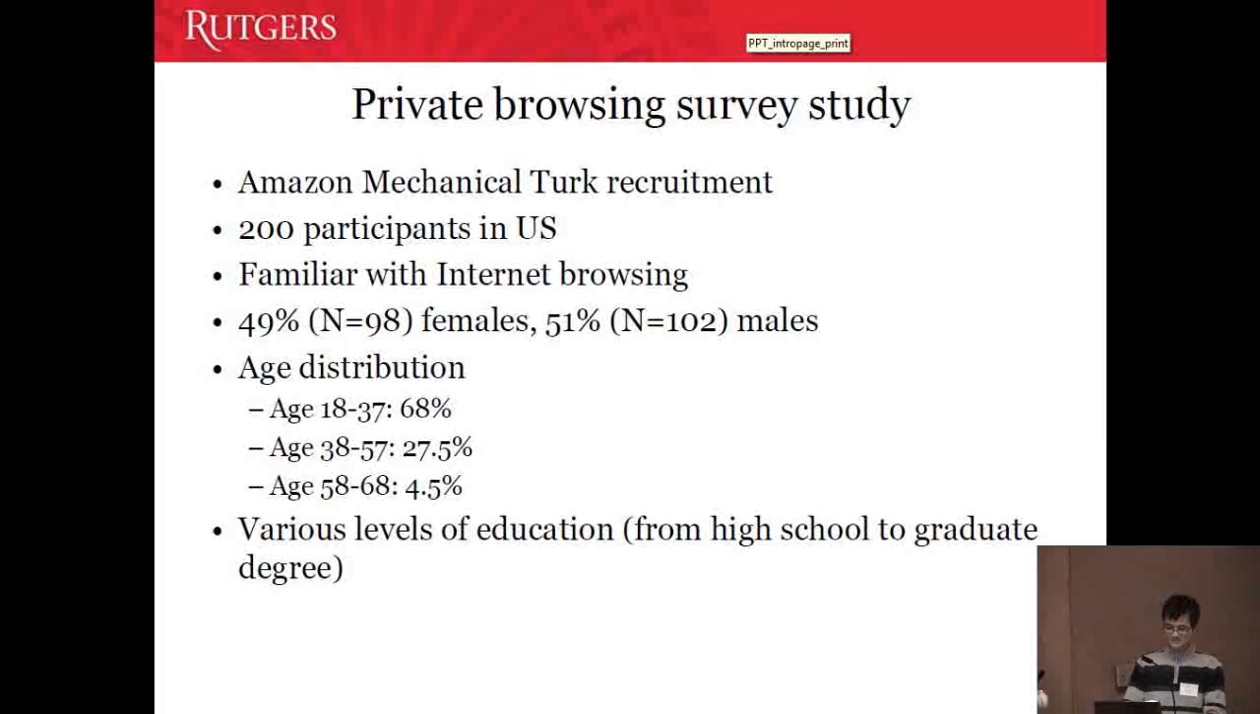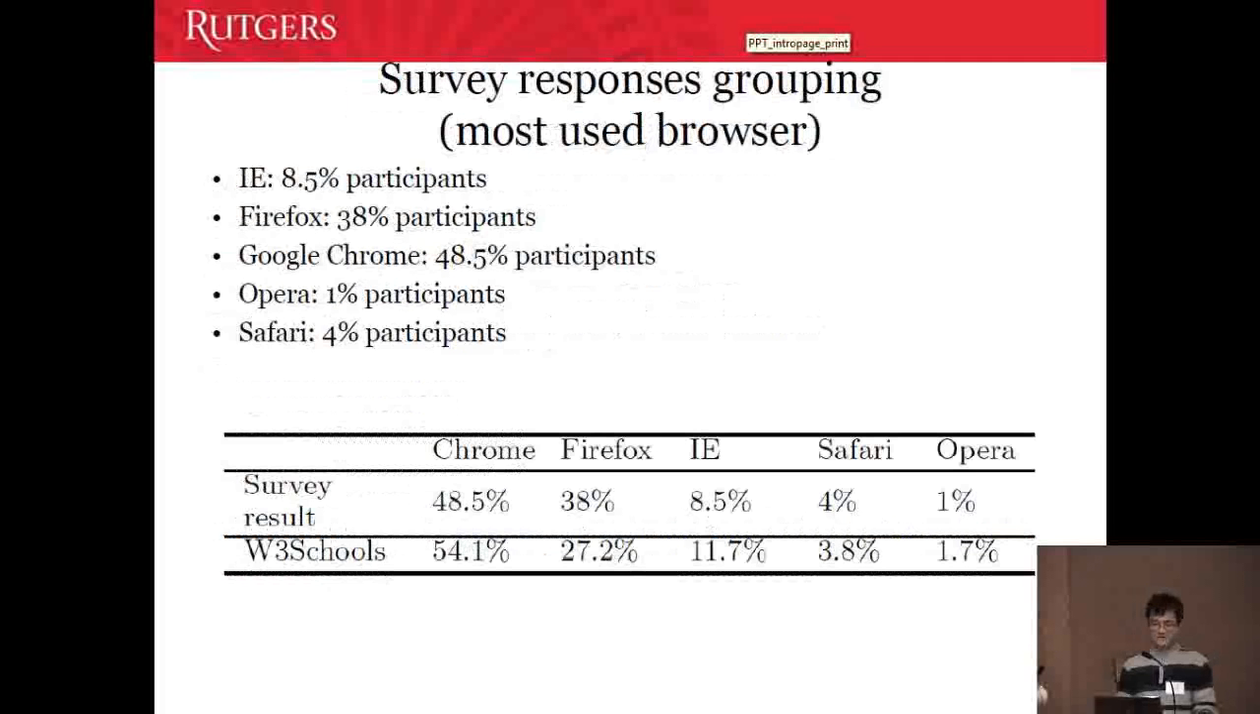To group our survey responses, we categorize our participants into 5 categories based on their most used browser. They are IE, Firefox, Google Chrome, Opera, and Safari. We compared our results with the statistical analysis from W3 Schools, and we can see that the percentage of usage for each browser is quite similar. Generally, we get a lot of responses from Chrome and Firefox, and relatively fewer users in Opera and Safari.